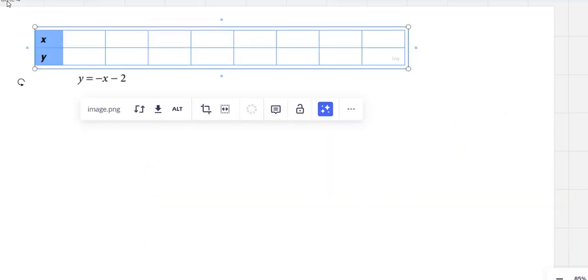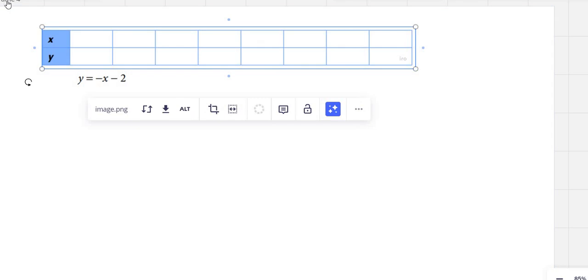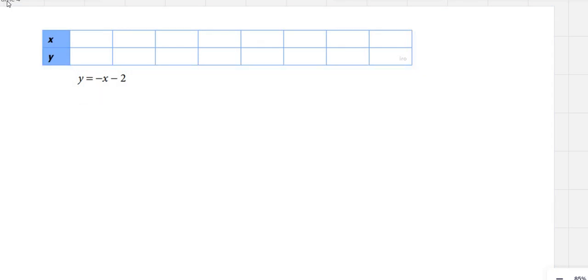Okay, so the exercise says values of x from -3, -2, -1, 0, 1, 2, 3. And now you have to determine the y values for each of these x values. So for example, for the first value, y equals -3, -2. -3 is 3, 3 minus 2, y equals 1.